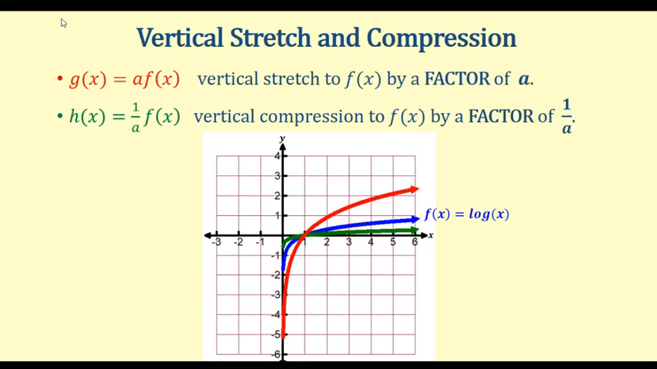Vertical stretch and compression. So here we have g of x is equal to a times f of x. We'll create a vertical stretch to the function by a factor of a. And h of x is equal to 1 over a times f of x is a vertical compression to the function by a factor of 1 over a. So again, we have our visual example. We have the blue function, log of x. g of x in this example is 3 times the log of x, which will result in a vertical stretch. And h of x is equal to 1 over 3 times the log of x. We'll have a vertical compression by a factor of 1/3.